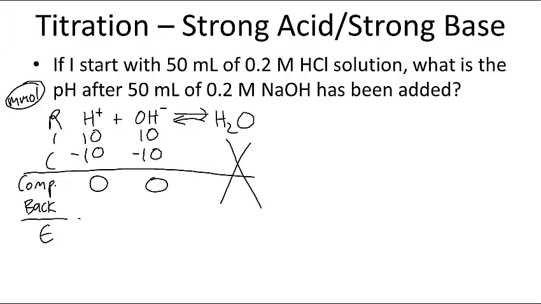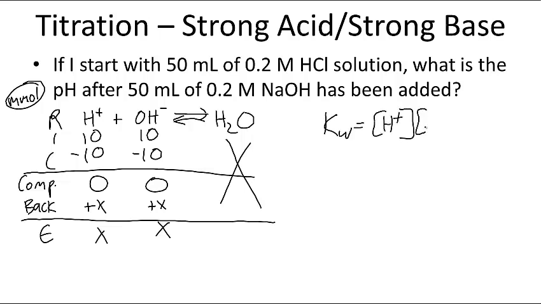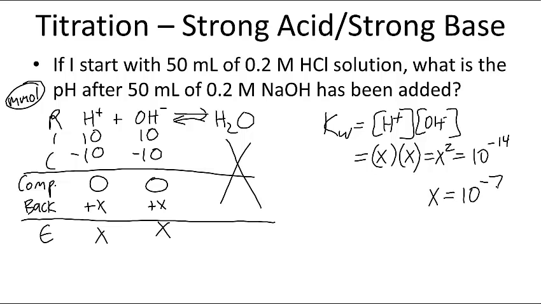When I come back and then go to equilibrium, this will go up by x, this will go up by x, and so I have x times x. I can set up my equilibrium expression for Kw, which is concentration of H plus times concentration of OH minus. So that's going to be x times x. Set that equal to 10 to the negative 14th, and I know x is going to equal 10 to the negative 7th. So the pH will be the negative log of 10 to the negative 7th. So the pH is now 7.